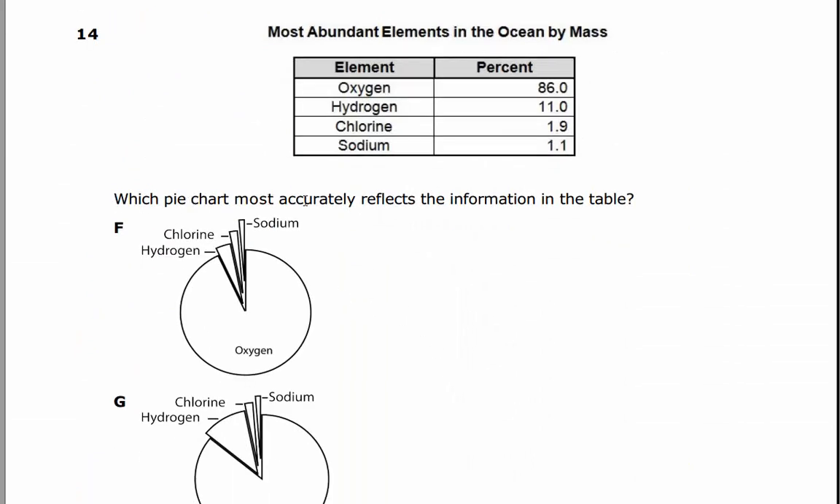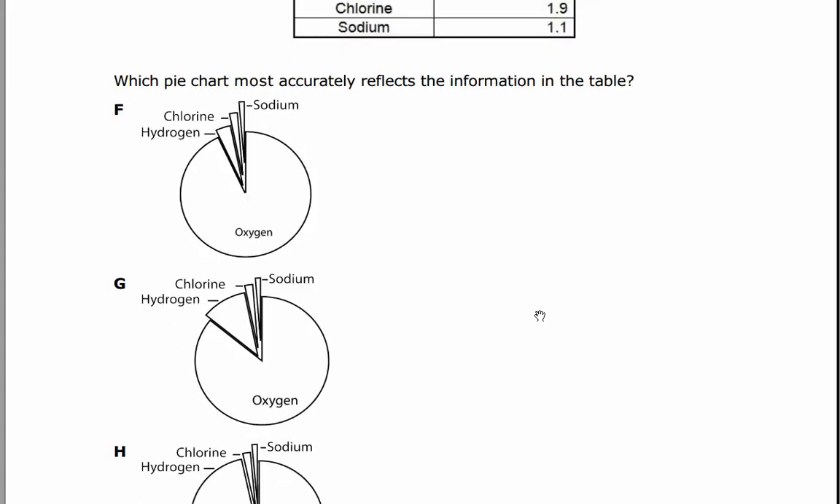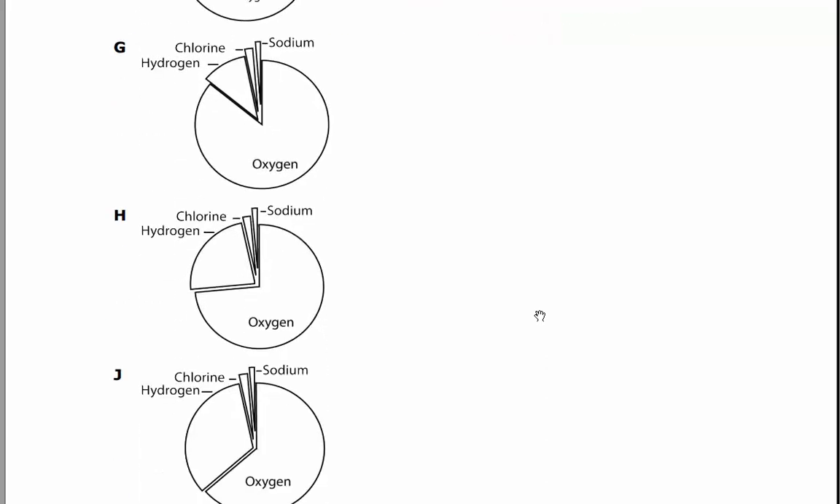Which pie chart most accurately reflects the information in the table? We've got oxygen, hydrogen, chlorine, sodium. Choose F, G, H, or J.